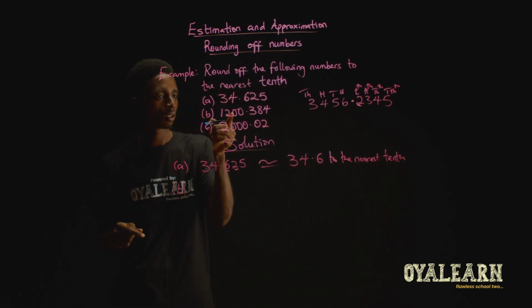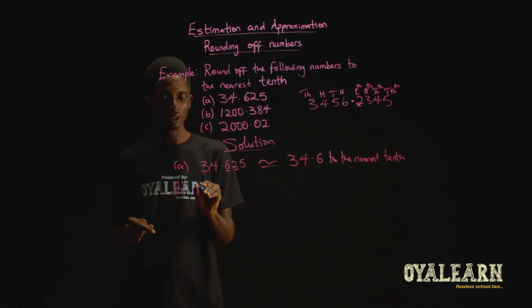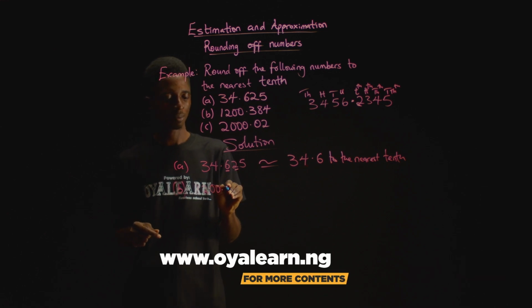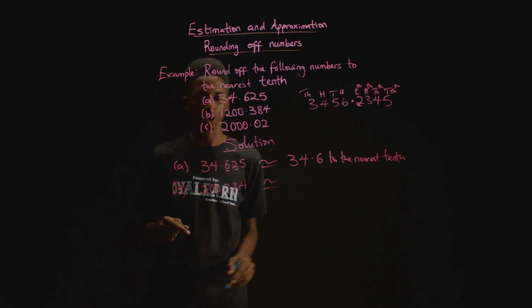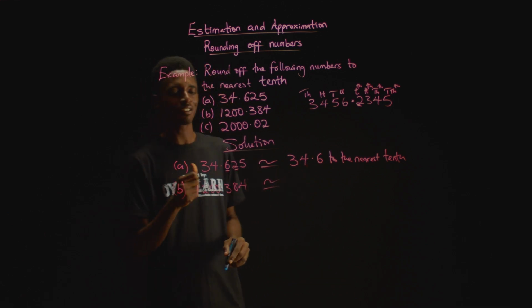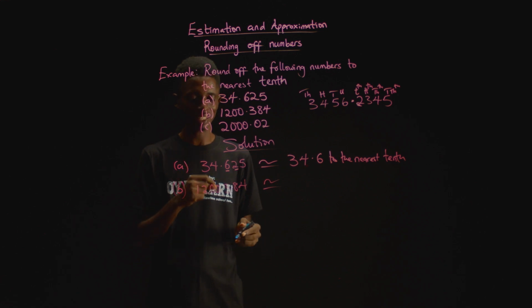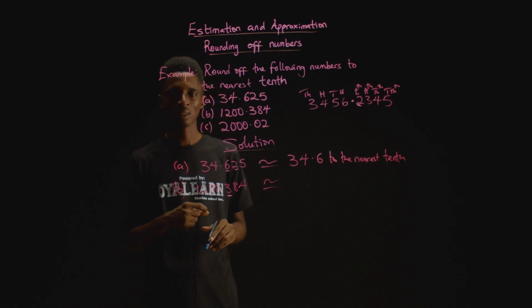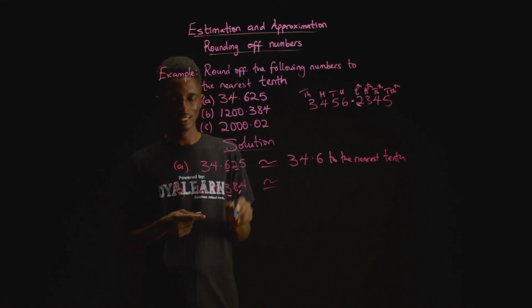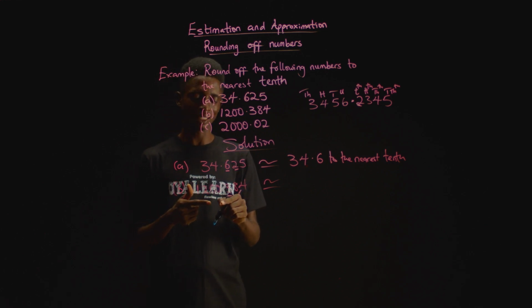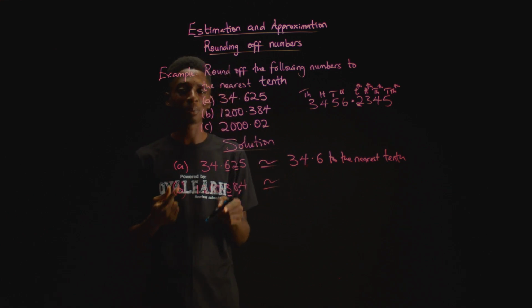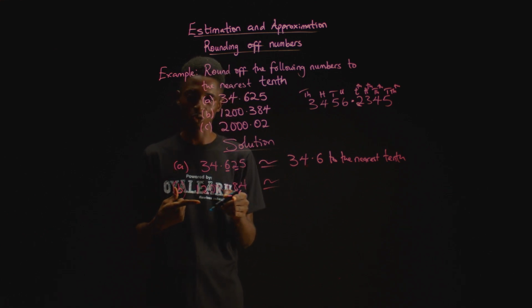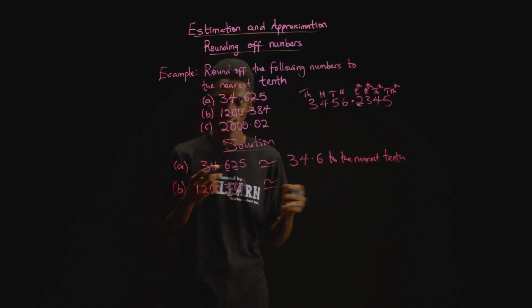Now to solve B, we have 1200.384. Now the digit in our rounding place is the digit after the decimal point, which is 3. And next to it, we have 8. So it means we'll keep every other digit. And since the next digit is 8, that means that we will round up. That is, we'll increase the rounding place by 1. That is, add 1 to 3. And every other thing is 0.